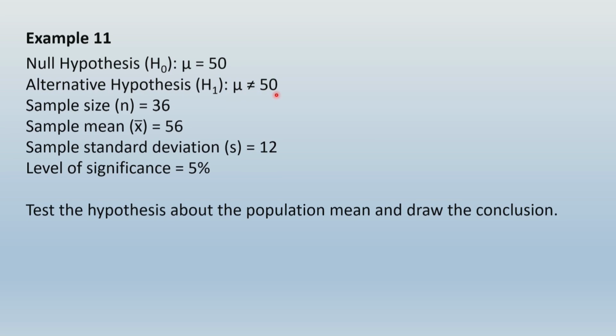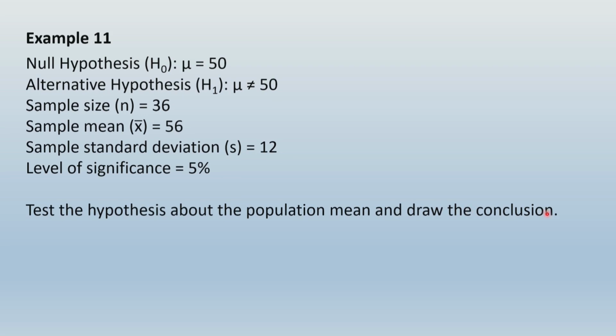Means if mu is less than 50, null hypothesis gets rejected. If mu is greater than 50, still null hypothesis gets rejected. That means the critical regions will be falling on both the sides or both the tails. So this is definitely a two-tailed test. Sample size, sample mean, sample standard deviation and level of significance are informed to you. Test the hypothesis about the population mean and draw the conclusion.